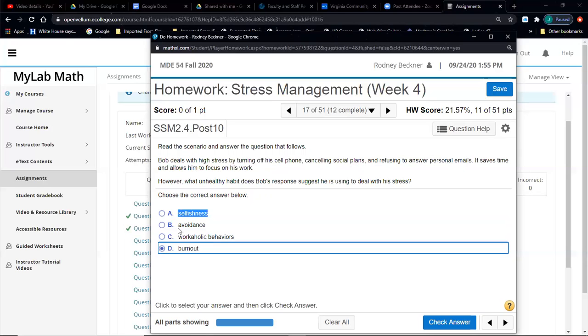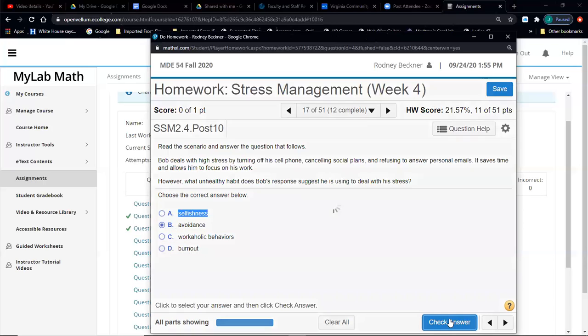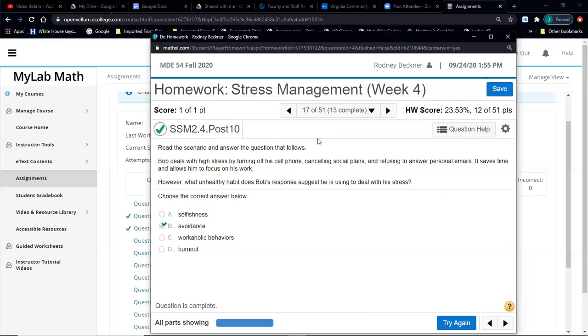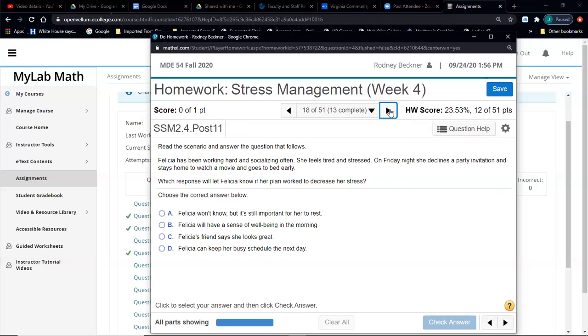Or burnout. Burnout could be a product of all of this by just work. He could burn out from that. But it just does seem that the initial problem is avoidance, so let's try that out. And there we go. Avoidance is not always effective. They say it's just not effective. Isolating himself from friends and family members who could help support him will only increase the issue instead of addressing the cause. So it's not just that he would have been helping other people, they could have helped him as well, potentially.